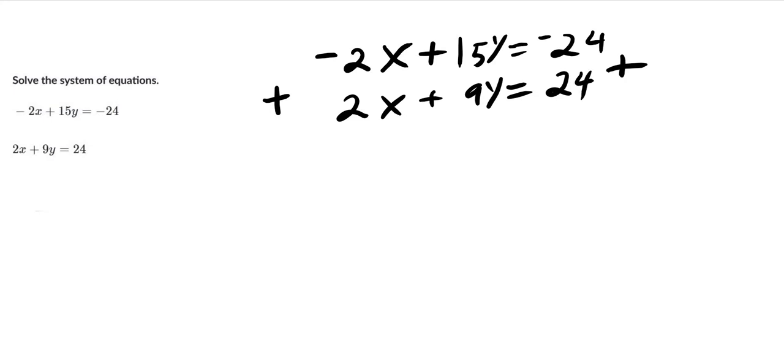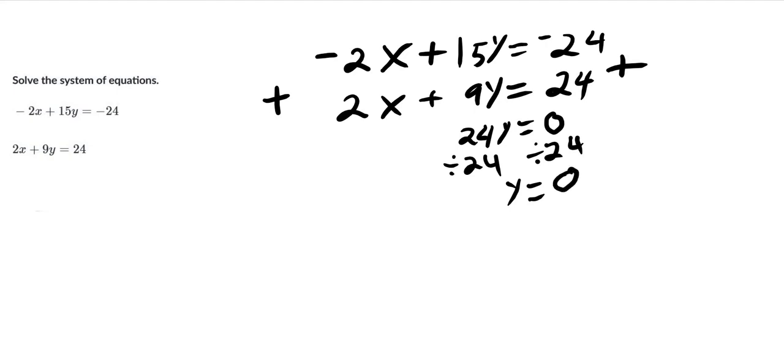Write everything out. Okay, so now adding them, we have this negative 2x and 2x. When you combine them, they eliminate each other. You get 0x, which is 0. So adding 5y to 9y, we get 24y equals, again, if you haven't mastered this yet, use your calculator, negative 24 plus 24 is 0. So dividing each side by 24, we get 0 divided by 24 is 0. You can check with your calculator if you don't know that. So we're getting y equals 0.